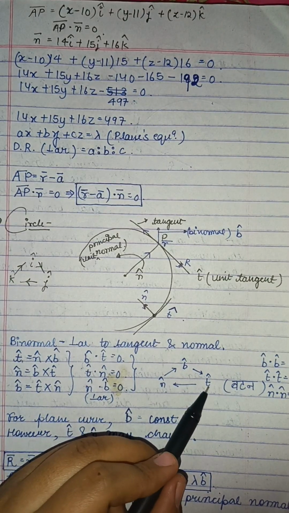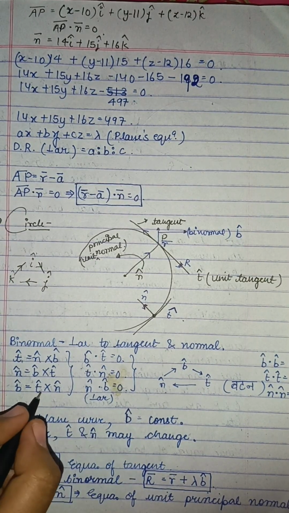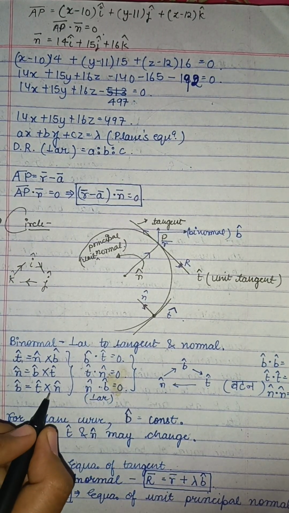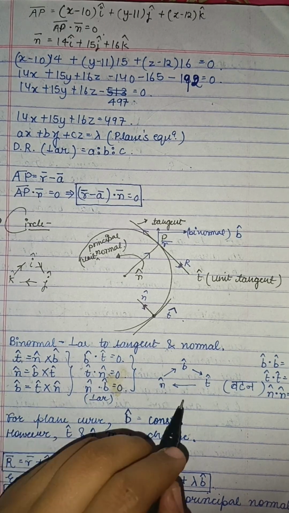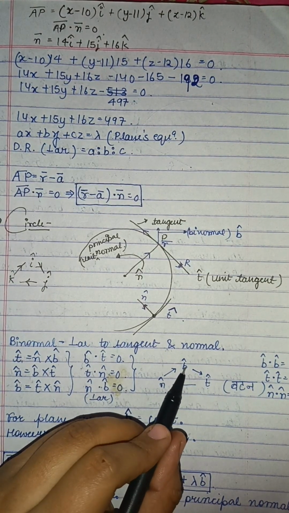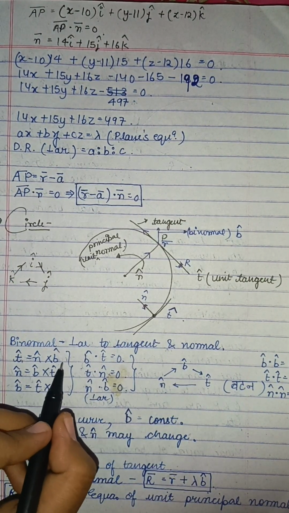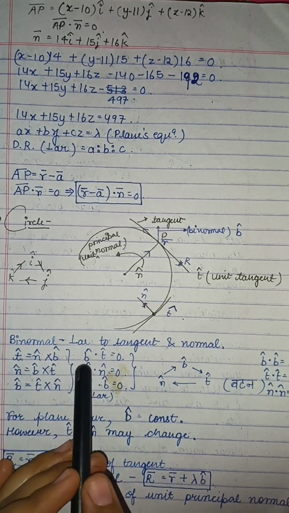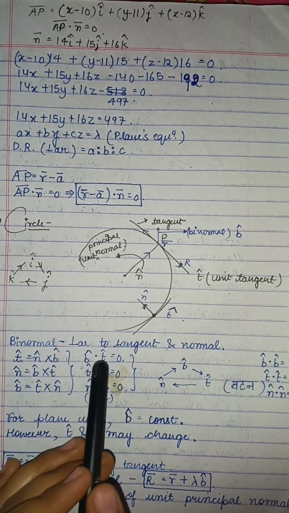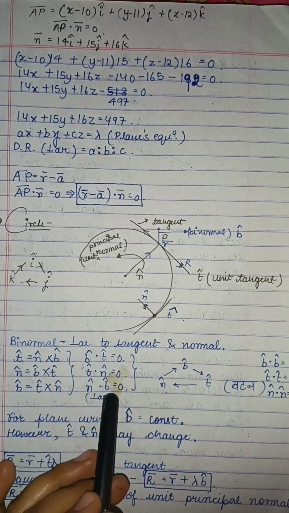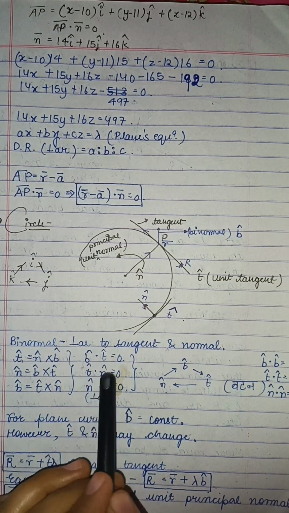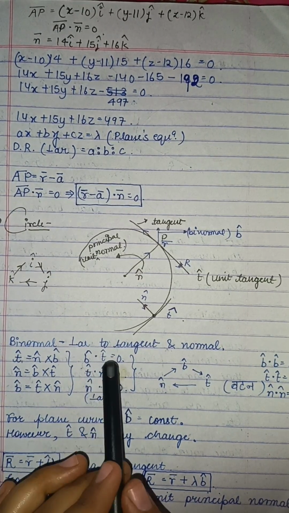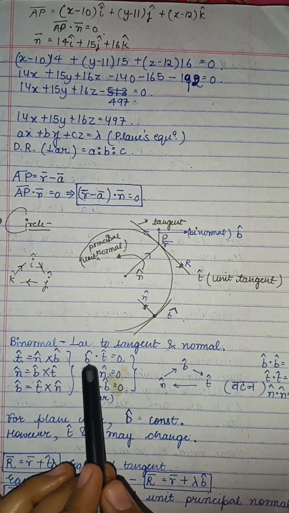When we multiply t cross n, it will come as b cap. So t cap cross n cap will be equal to b cap. And when we multiply n cap cross b cap, it will come as t cap. We know that b is perpendicular to t, t is perpendicular to n, and n is perpendicular to b. So the dot product of these three unit vectors with each other will always be equal to 0, since they are perpendicular to each other.